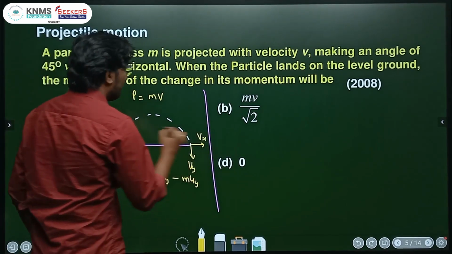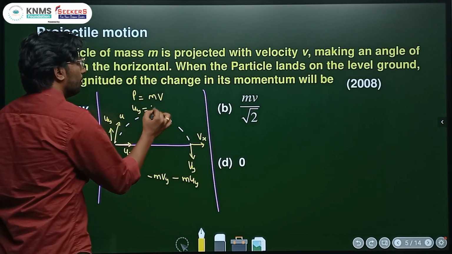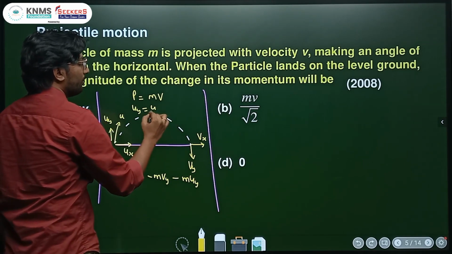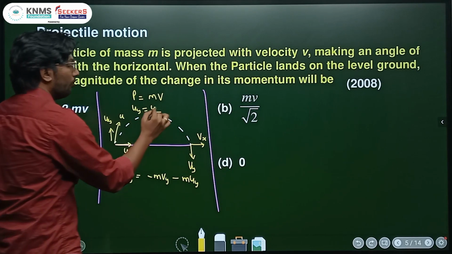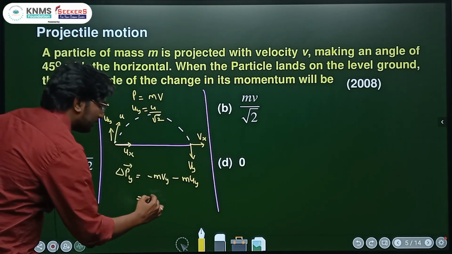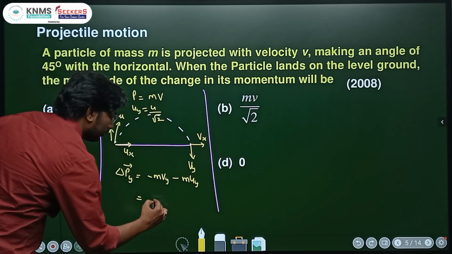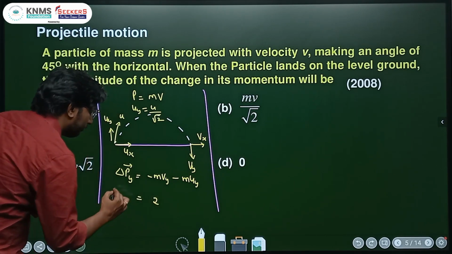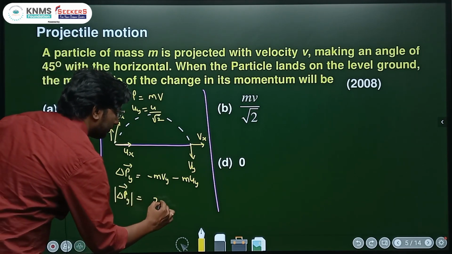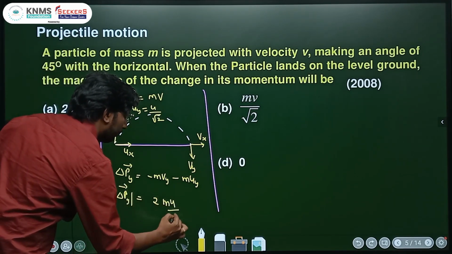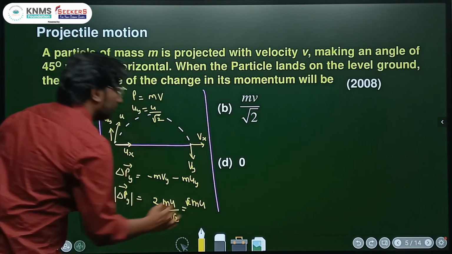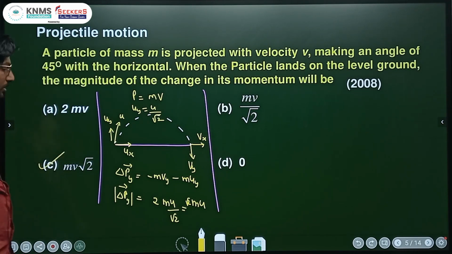So here uy is u sin theta, and sin 45 is 1 by root 2, so uy is u by root 2. If you observe this entire quantity, you can directly write it as 2 times m u by root 2 for the magnitude of change in momentum, or we can write root 2 mu, which is option C.